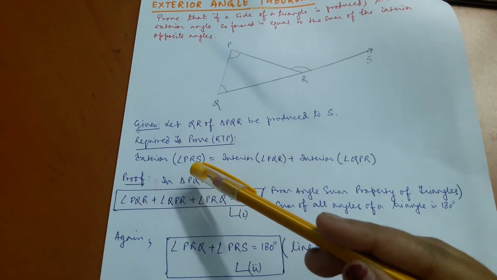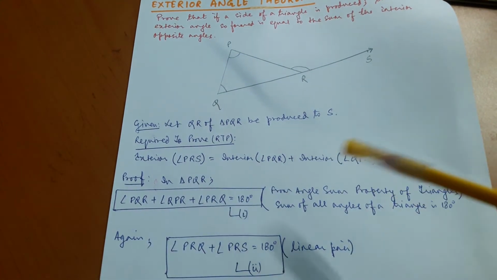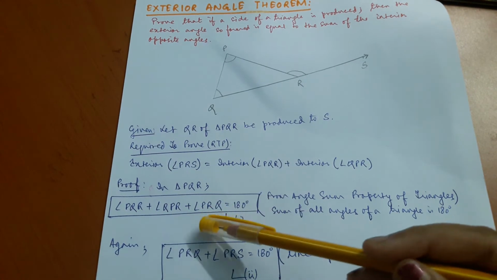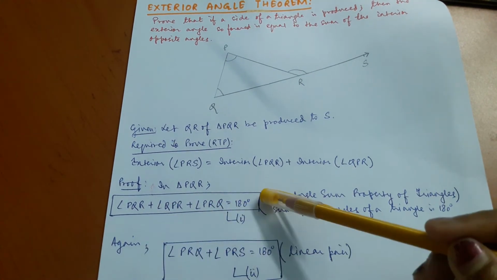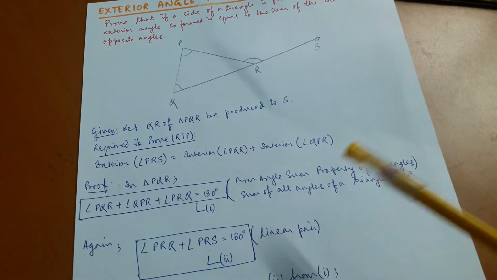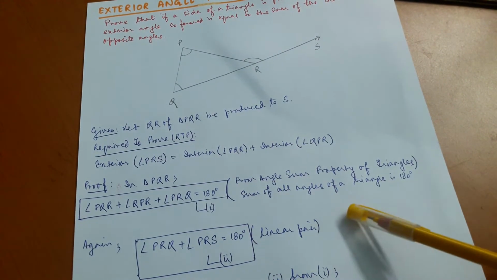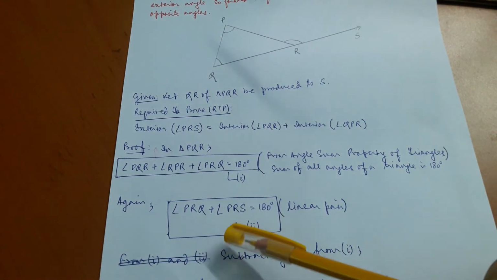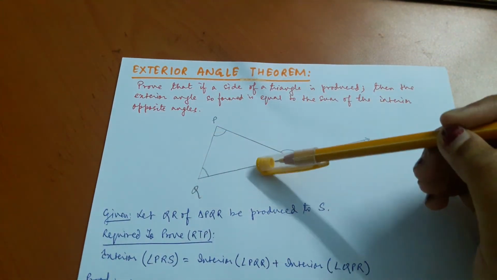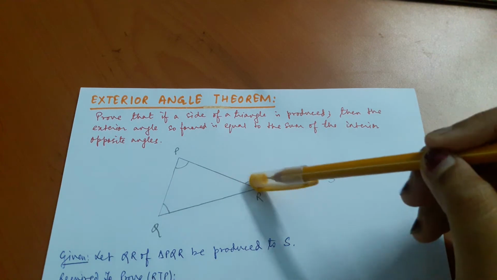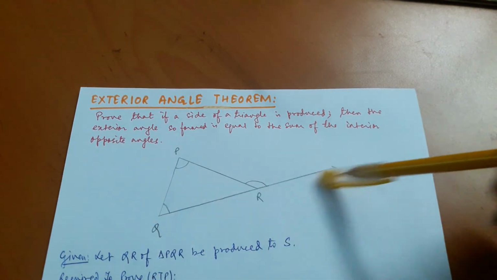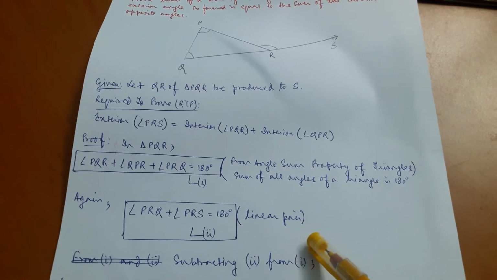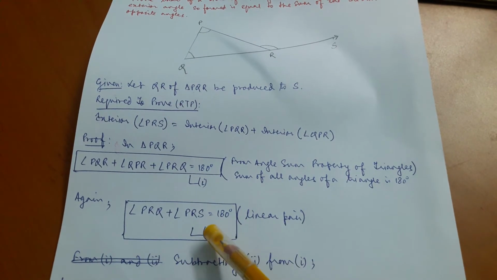Now proof. In triangle PQR, according to the angle sum property of triangles, we can say that angle PQR plus angle QPR plus angle PRQ equals 180. We are simply naming this equation 1. And within brackets we need to write: from angle sum property of triangles, sum of all angles of a triangle is 180 degree. Again, angle PRQ plus angle PRS. See, angle PRQ and angle PRS, the sum of these two angles will be 180 degree. Why? Because QS is a straight line, linear pair, and we have to write this in brackets, linear pair. We named this equation 2.